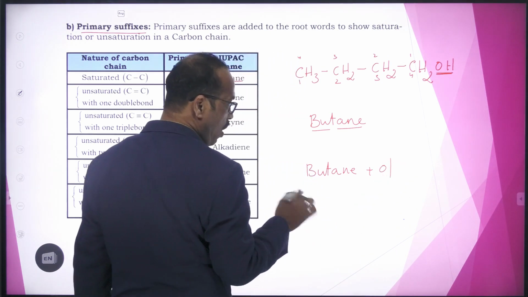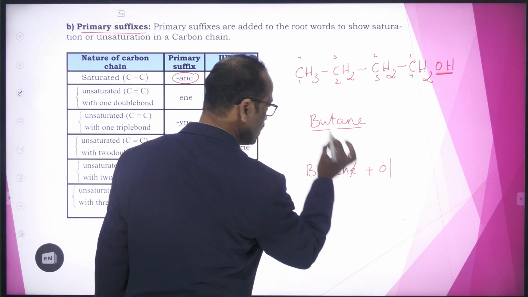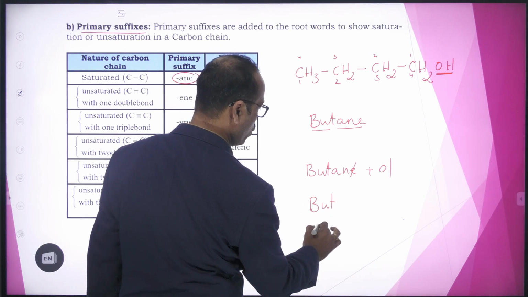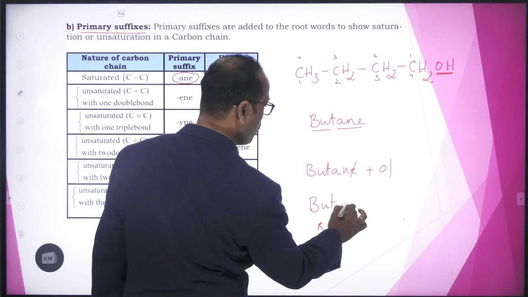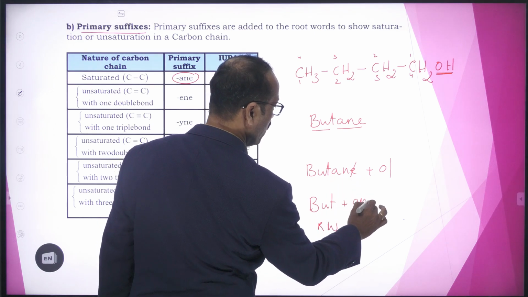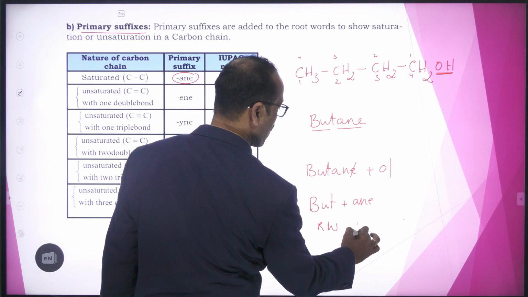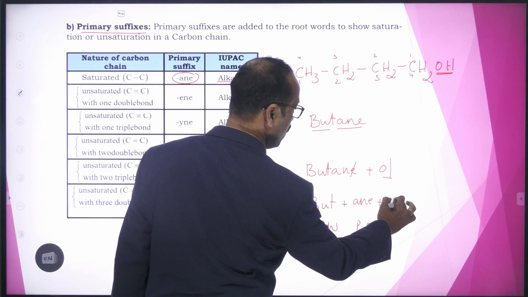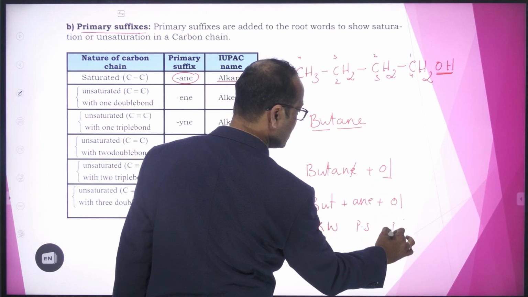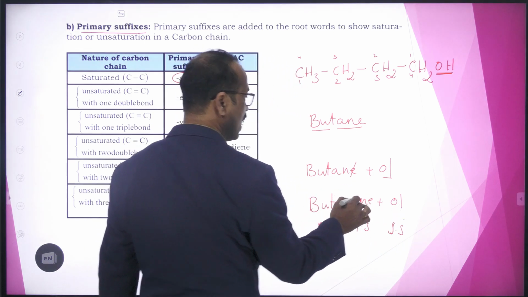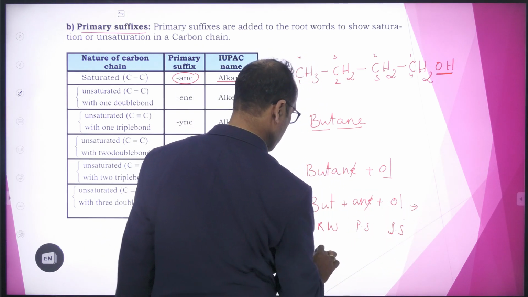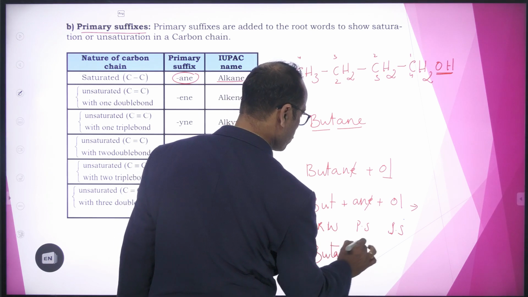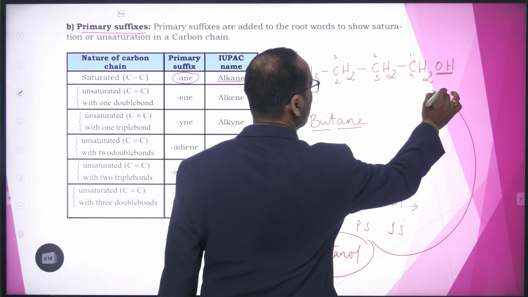When you are adding "ol," you need to remove this "e." So it becomes "but," which is the root word, plus "ane," the primary suffix, plus "ol," the functional group. This is called a secondary suffix. If we add "ol," it becomes butanol. So this is the name of this compound.